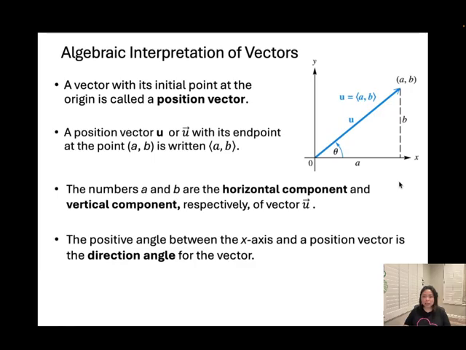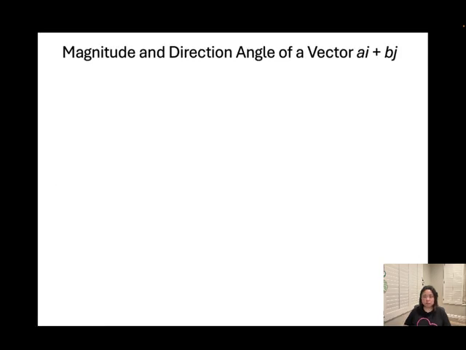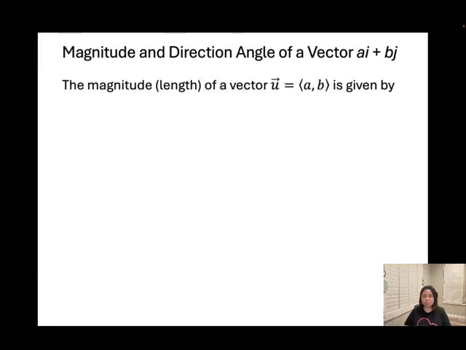And the positive angle between the x-axis and a position vector is the direction angle for the vector. So you're going to create the theta here. We call this the direction angle. Magnitude and direction angle of the vector ai + bj: the magnitude of the vector u is given by the square root of a squared plus b squared. This is how you find the magnitude.